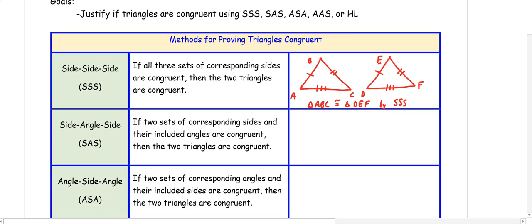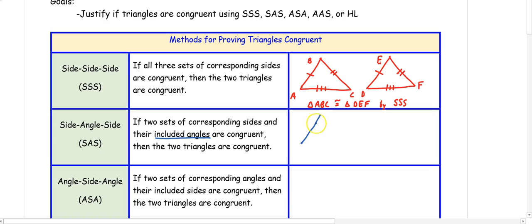The next way to prove that triangles are congruent is side, angle, side. So in this case, if two sets of corresponding sides and their included angles are congruent, then the triangles are congruent. This is an important phrase here, included angles. So this means that the angles must be touching both sides.